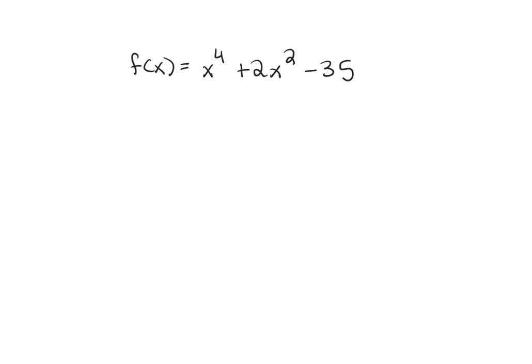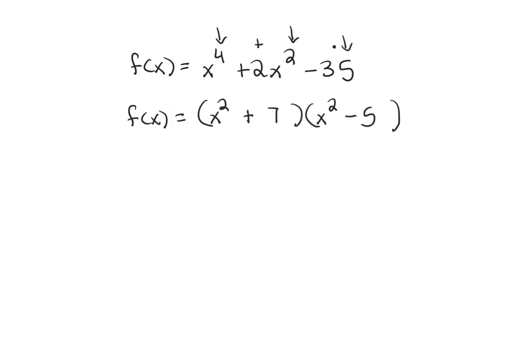Okay, so here's another example. We're going to factor it. This is one of those quartics that behave like quadratics, where it goes exponent 4, exponent 2, and then a constant. So factor this down. This will be x squared and x squared. Factors of -35 that add up to 2. Let's go +7 minus 5.